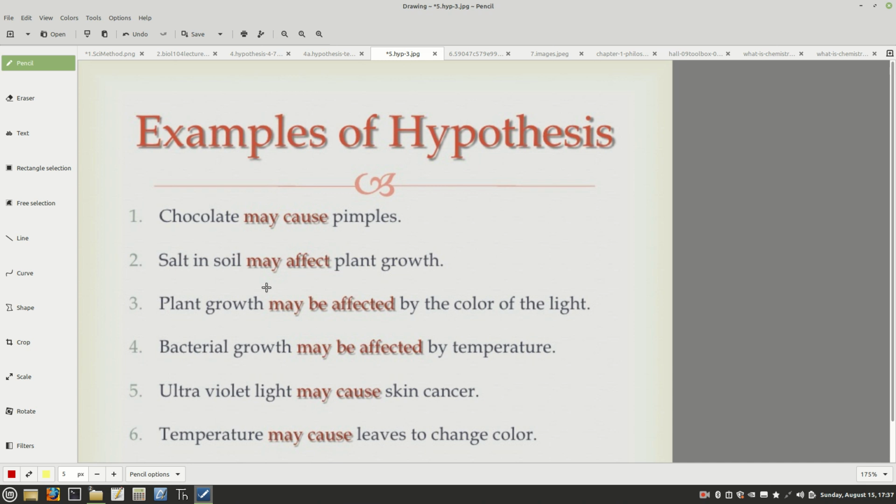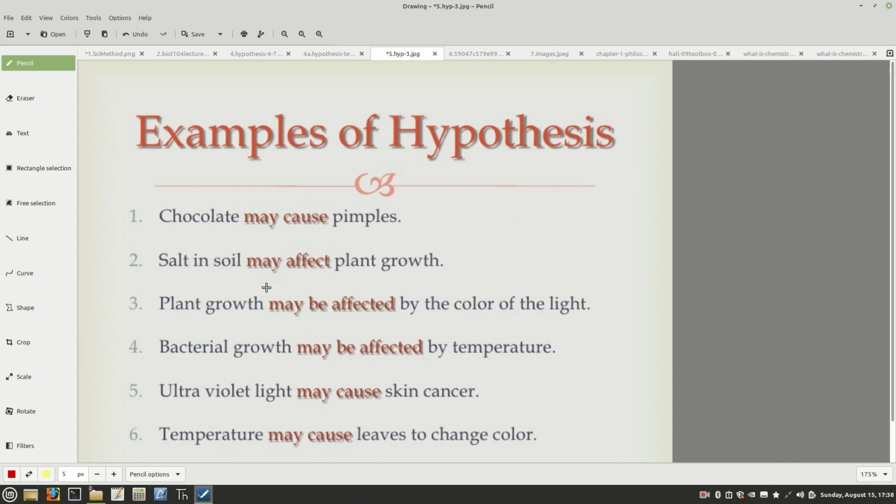Alright, plant growth may be affected by the color of the light. Bacterial growth may be affected by temperature. Ultraviolet light may cause skin cancer, and temperature may cause leaves to change color. All of these are theories about how the world works, and there are variables you could alter to test this.